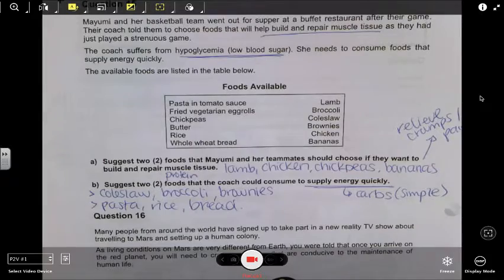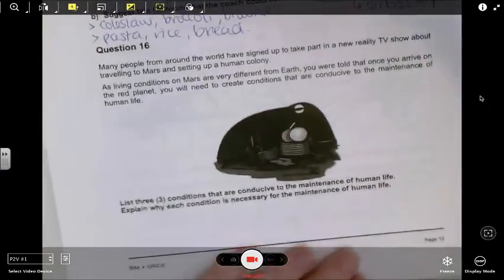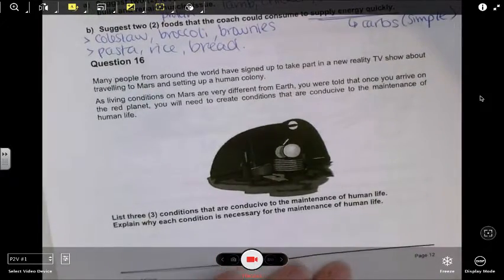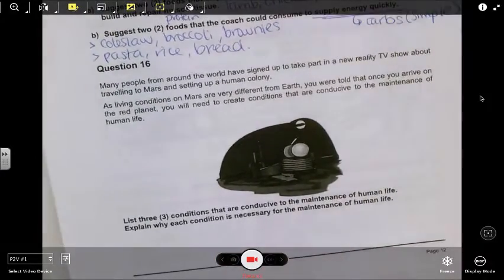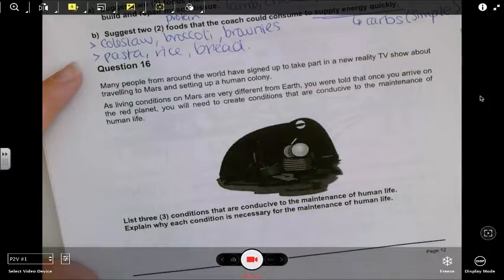Okay, so I'm just going to go to question 16. Question 16 says, many people from around the world have signed up to take part in a new reality TV show about traveling to Mars and setting up a human colony. As living conditions on Mars are very different from Earth, you were told that once you arrive on the red planet, you will need to create conditions that are conducive to the maintenance of human life. And then it just wants you to name 3 conditions that are conducive to the maintenance of human life.